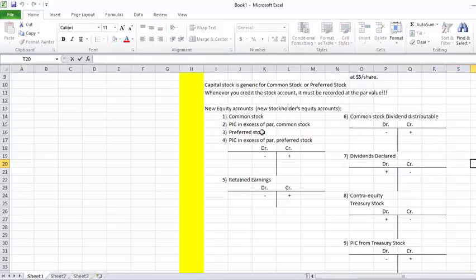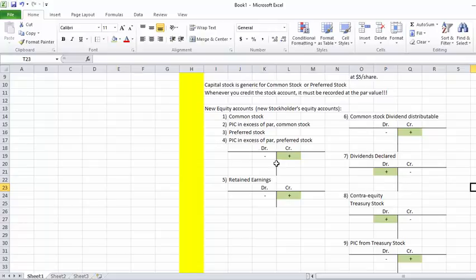Okay, so these first 4 carry a credit balance. So does the 5th one, retained earnings. So does the 6th one, common stock dividend distributable. And so does the 9th one, which is the pick from treasury stock. But dividends declared and treasury stock carry debit balances. So those are all the new accounts.